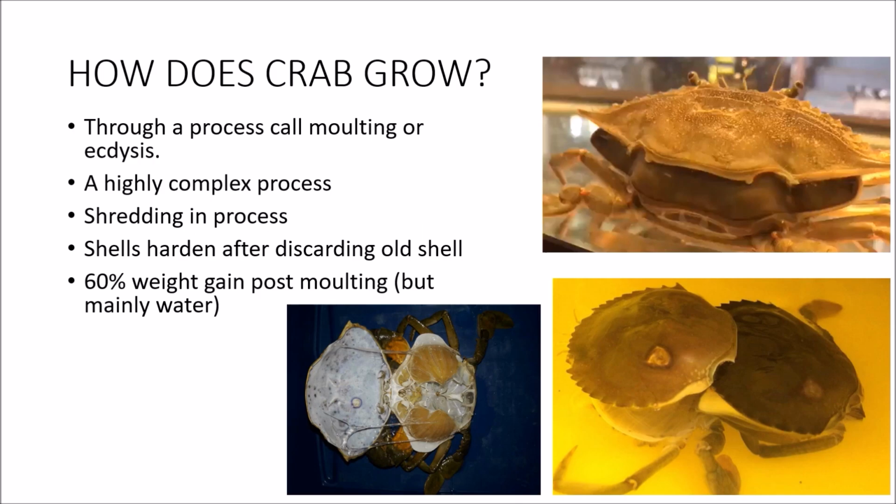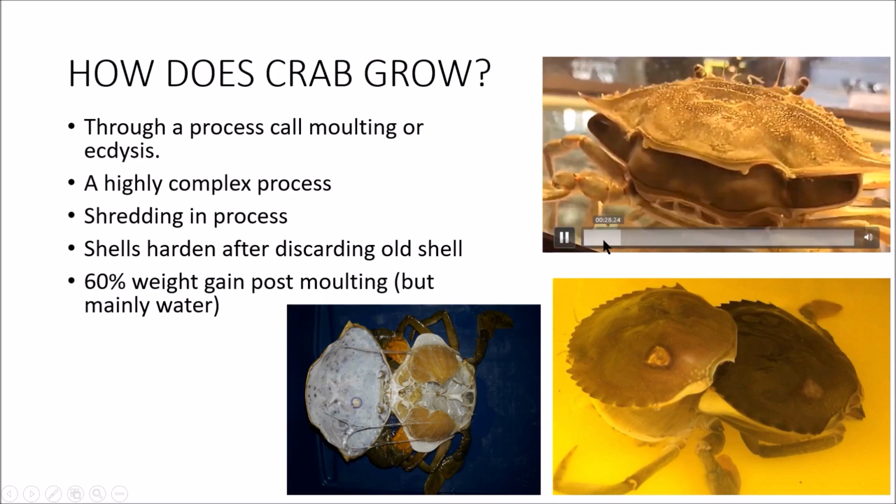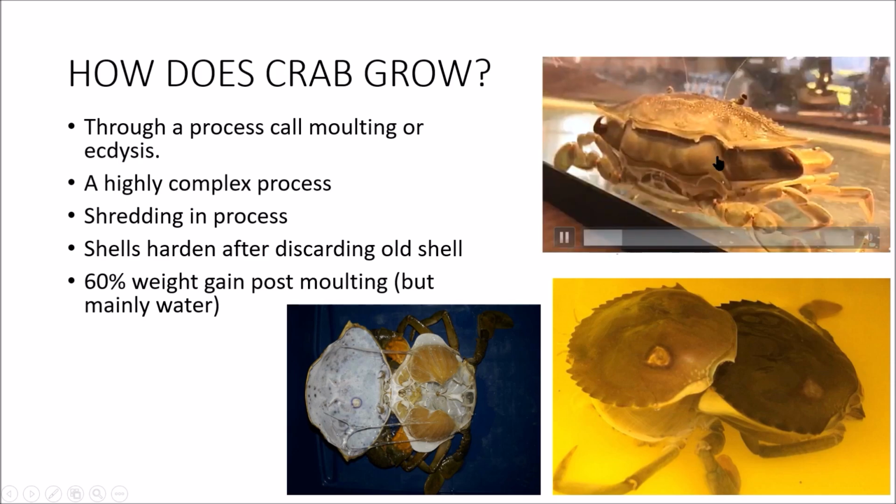How do mudcrabs actually grow? They go through a process called molting, or what we call ecdysis. It is an extremely complex process, and it involves shedding off their old skeleton, gills and mouth into a soft-shell crab, and later on mineralizing their new shell. So this is a short video on the molting of another species called blue crab.